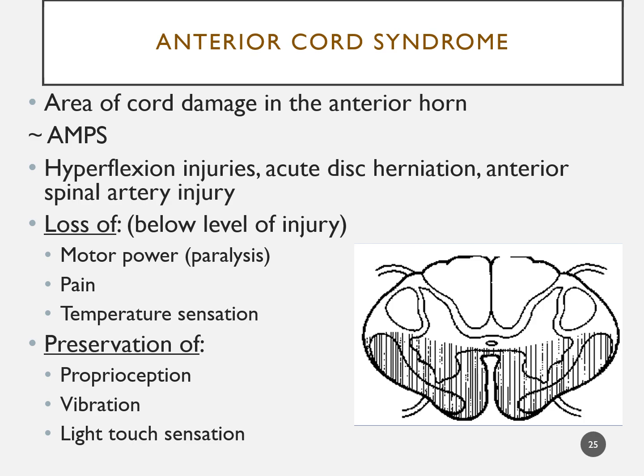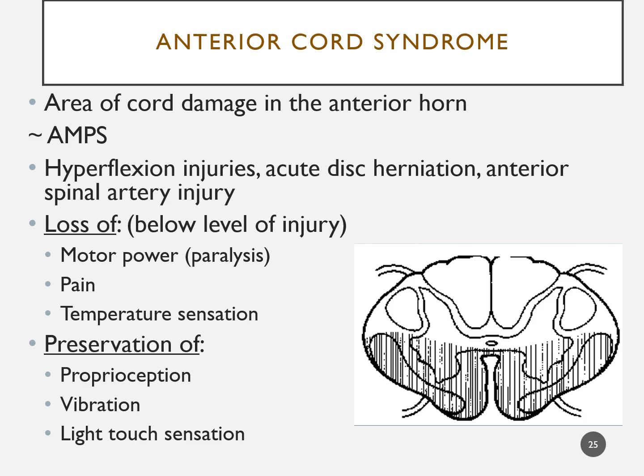So think about that AMPS. We said anterior cord, that's our motor area. This is often from the hyperflexion injuries where our neck really is moving forward and backward. It can be a disc herniation. We can have an anterior spinal artery injury.